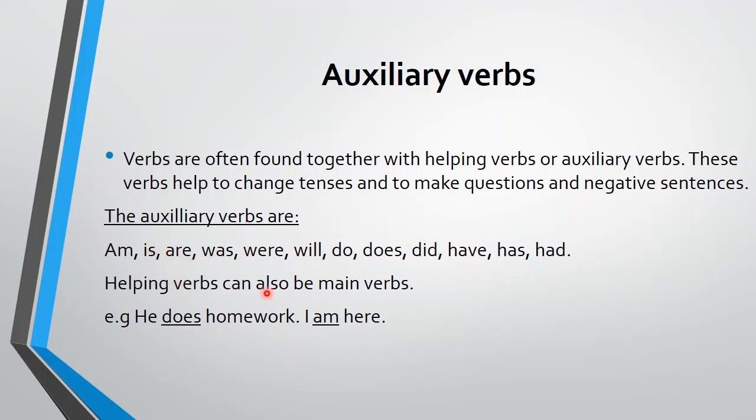Helping verbs can also be main verbs. For example, he does homework, or I am here. These words here can tell you that the auxiliary verbs here are the main verbs of the sentences.